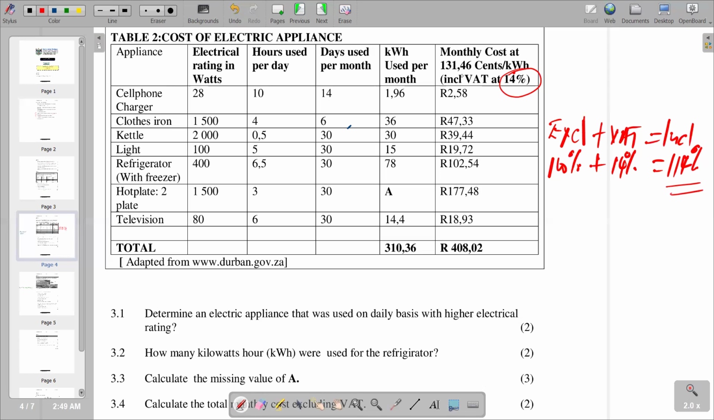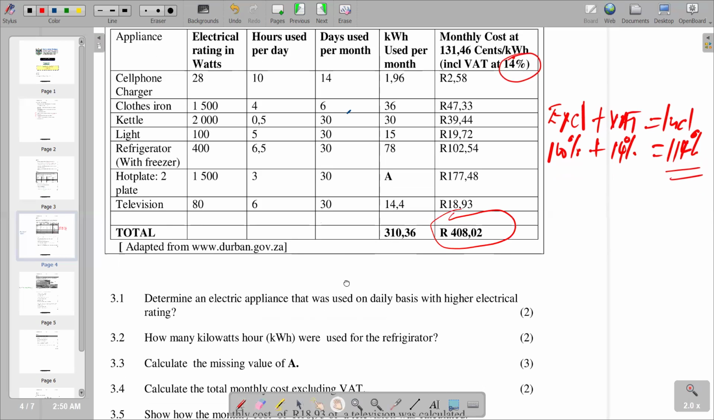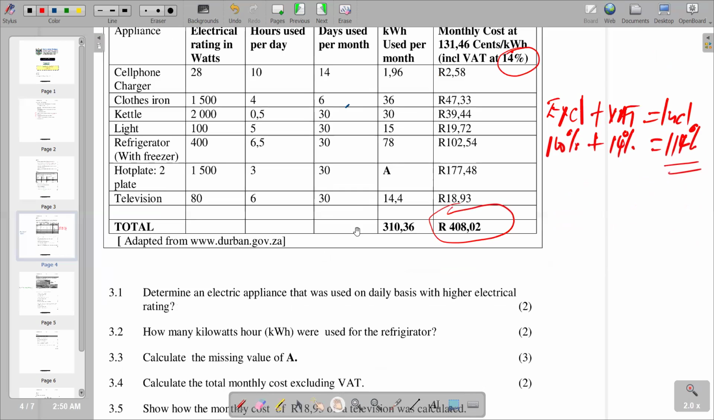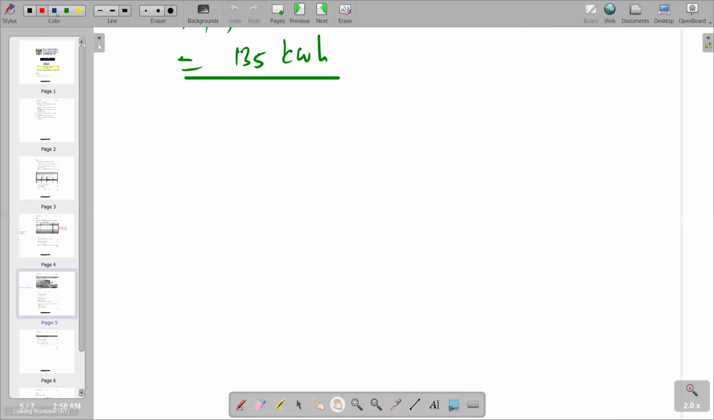So the including is 131.46. So this is what we have. So in this case now, we can just make a proportion whereby we're saying 114 is equal to the 408 rands 2 cents. So the figure that we are looking for, according to the question, calculate the amount excluding VAT, is the excluding amount, which is 100%. So we can calculate it as such.